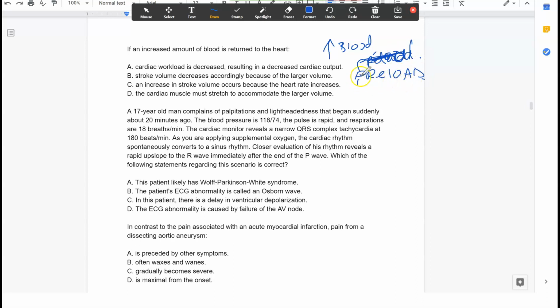Starling's principle of the heart, you're stretching that muscle more, so you're going to have an increased cardiac output. Stroke volume decreases accordingly because of larger volume. No. Increase of stroke volume occurs because the heart rate increases. This is not talking about increasing the heart rate. A cardiac muscle must stretch to accommodate larger volume. Yes, this is Starling's principle.